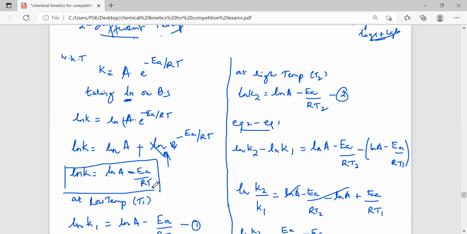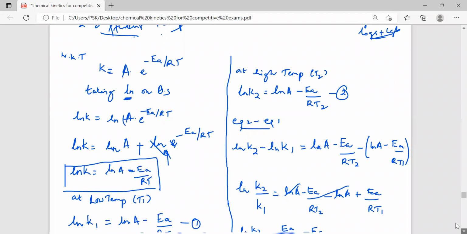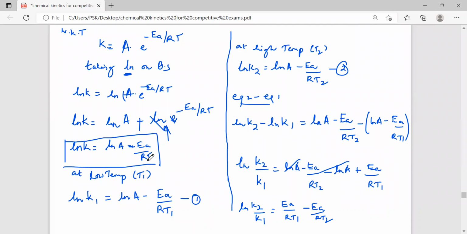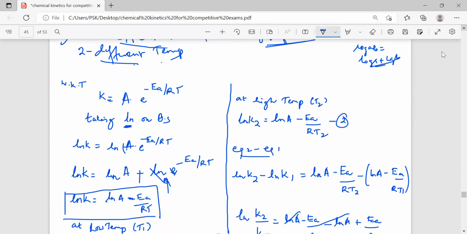Now we write this equation at two different temperatures. One is at low temperature and the other one is at high temperature. At low temperature, we take K as K1 and T as T1. So natural log of K1 is equal to natural log of A minus EA by RT1. That is equation 1. And at high temperature, we take natural log of K2 is equal to natural log of A minus EA by RT2. We mark it as equation 2.